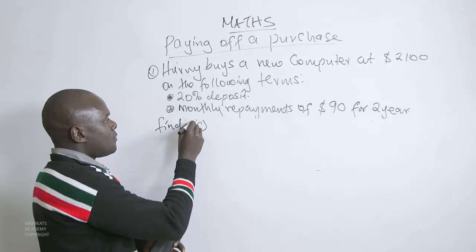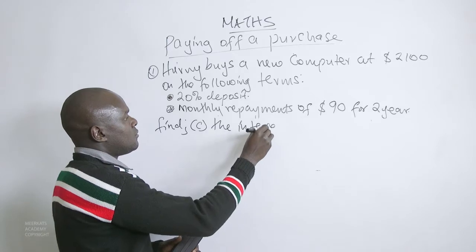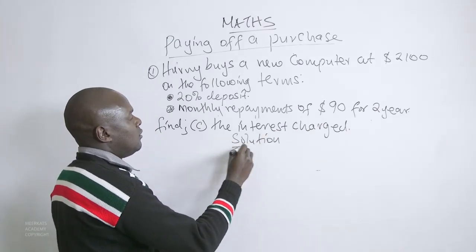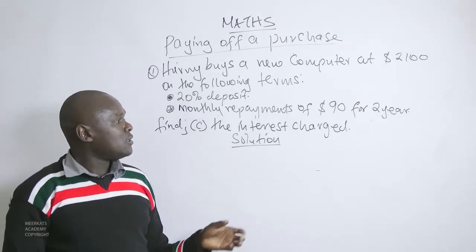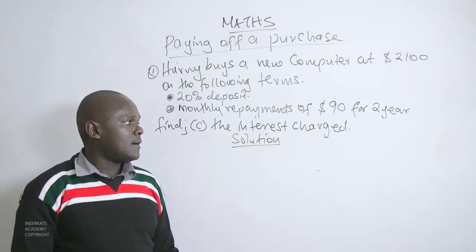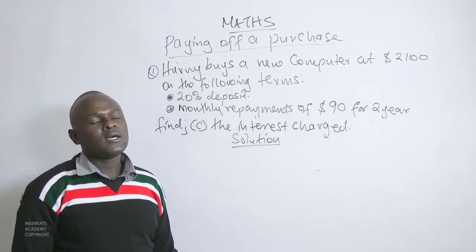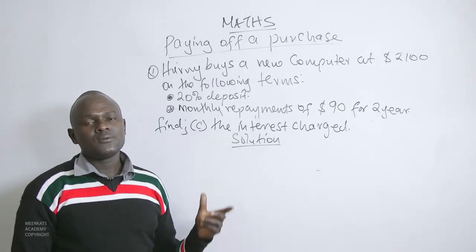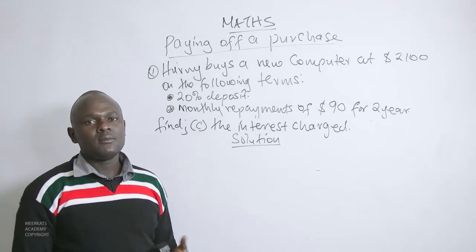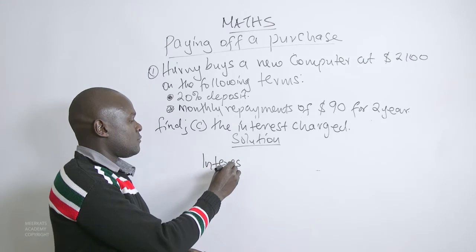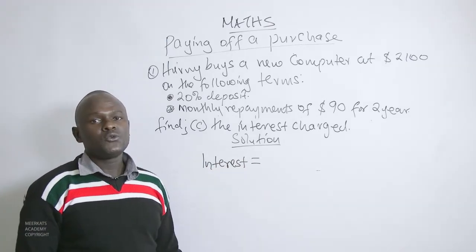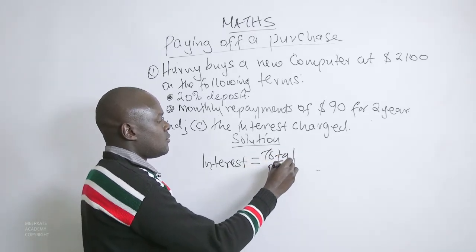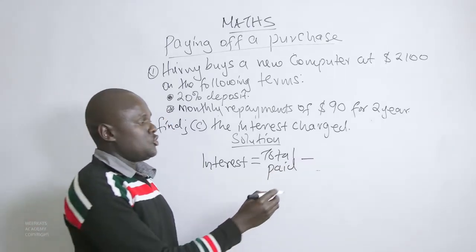Part C. So when we are looking at the interest, remember, this is the extra cost that one bears as a result of not paying in cash or not making instant payments. That extra charge is what we are referring to as the interest. So in this case, what will be our interest? The interest will be the difference between the total amount of money that was paid minus the original cost.